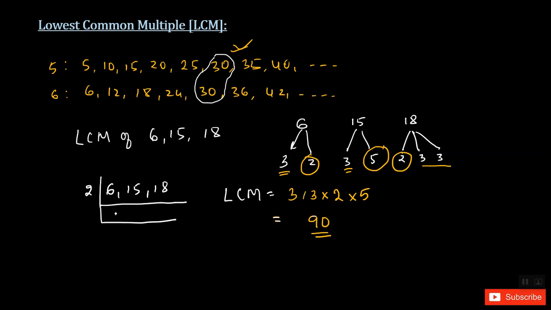6 divided by 2 is going to be 3. 15 is not divisible here, so one thing I have to consider is that whichever numbers are not divisible, keep them as they are. As 15 is not divisible by 2, keep it 15 itself. Don't do it like 7.5 or something like that, okay? And 18 divided by 2 here is 9. Now look, these numbers can be further divided by 3. So 3 divided by 3 is going to be 1, 15 divided by 3 is going to be 5, and 9 divided by 3 is going to be 3.